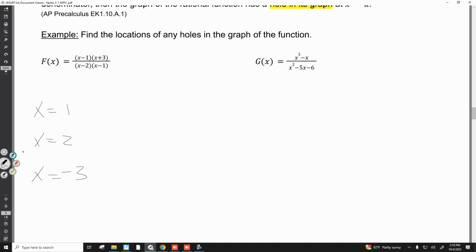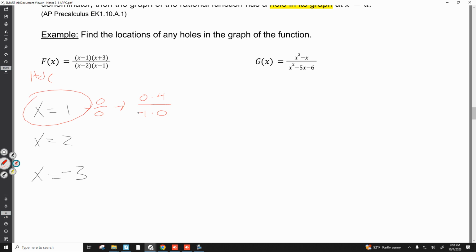Which one of these three numbers produces 0 over 0? Tell your neighbors. 1 is the location of a hole. It's the location of a hole because you get 0 over 0. But before getting 0 over 0, what did you get? 0 times 4 over -1 times 0. Now, we're not going to say they're exactly 0. We're going to think of these values as being close to 0. If I plug in something close to 1, I get something close to 0.